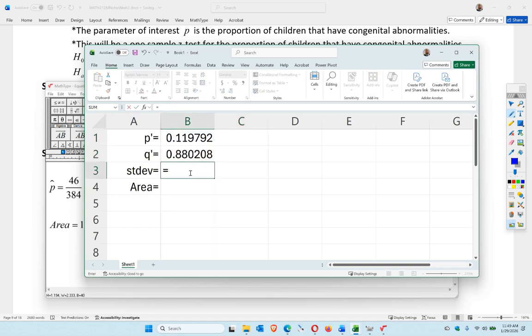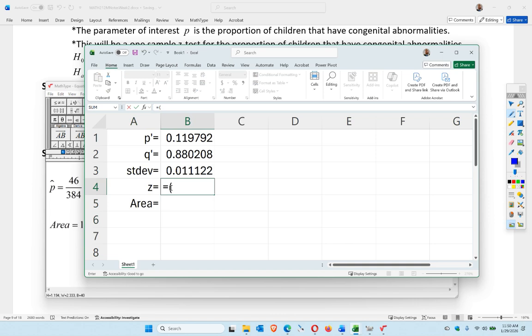All right, so equals the square root, parentheses, 0.05 times 0.95 divided by 384, close paren. Okay, we got it. Oh, we forgot z. We got to put that in there, right? We got to put the z, and then we do the area. My bad. Okay, so the z, right?